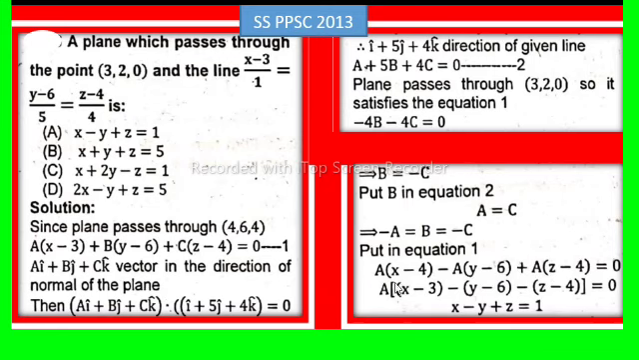So take a common: x minus y plus z, and the numbers are minus 3 plus 6 minus 4, which is equal to minus 1. So x minus y plus z is equal to 1. So option A is correct, that is x minus y plus z is equal to 1.